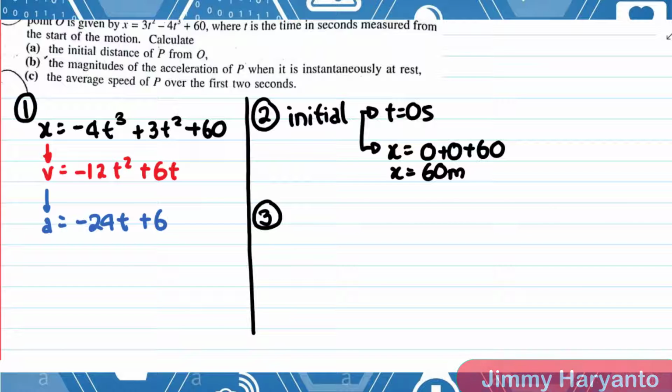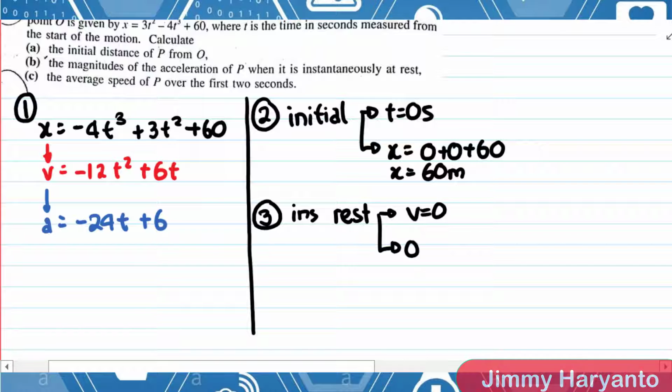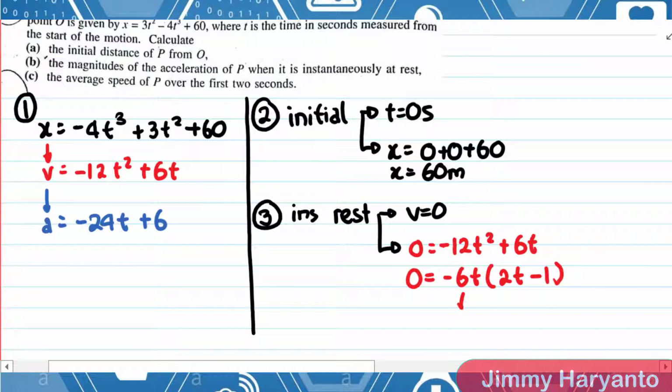Next is preparation number 3, instantaneously at rest. Instantaneously at rest means v equals 0, and that means 0 equals negative 12t square plus 60. I will use the red pen, so you can know which equation that I use. Next is to factorize the 60. If you factorize the 60, you will have 2t minus 1, and that means the time will be equal to 0 for this one, and the time will be equal to half for this one.